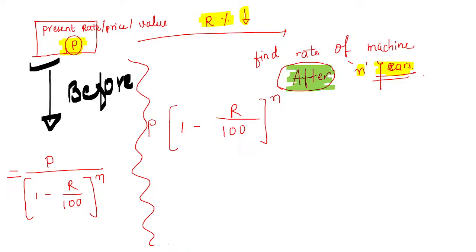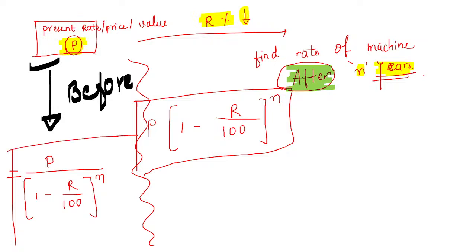Is it clear to you? Yes. We know the current value, the current price, the current rate of that machine. At the same time, we know that the value of the machine is getting depreciated, or decreased, by R% rate. R is the rate by which the value of the machine is getting reduced. So if they ask you to find the value after n years, then use this formula. And if they ask you to find it before n years, then use this formula.